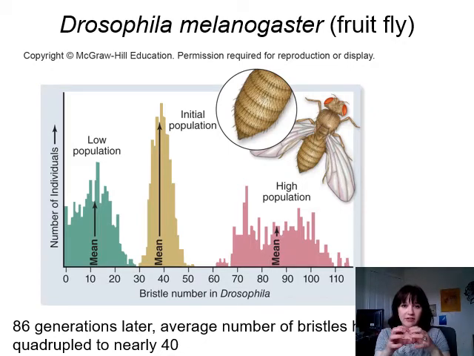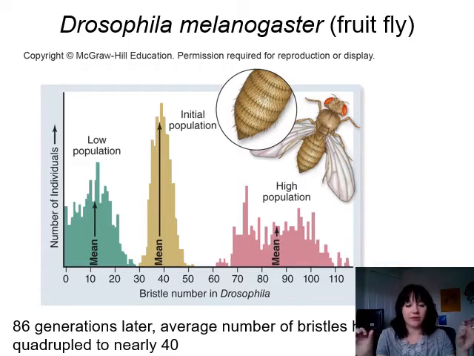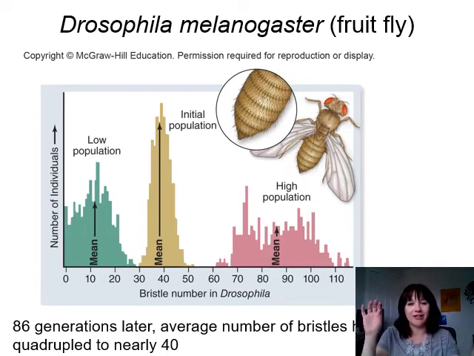So they took their flies, split them into 2 groups. One group that had a lower number of bristles and one group that had a higher number of bristles. And they didn't let them interbreed, all right? So the low-numbered bristled flies only got to mate with each other, and the high number of bristled flies got to only mate with each other.